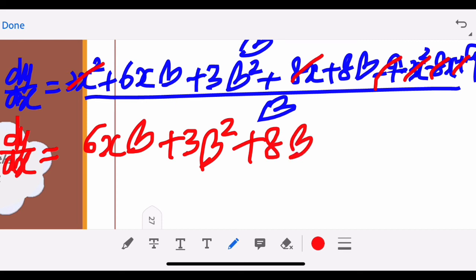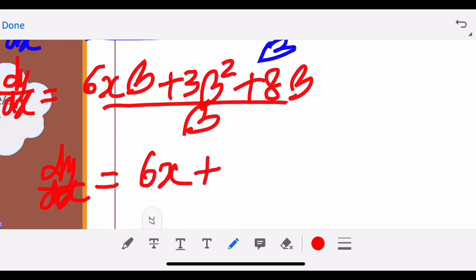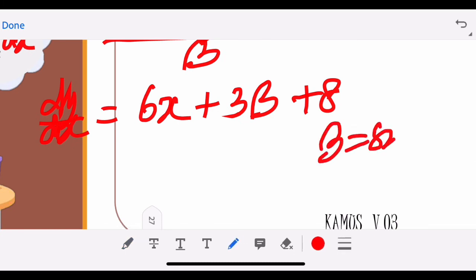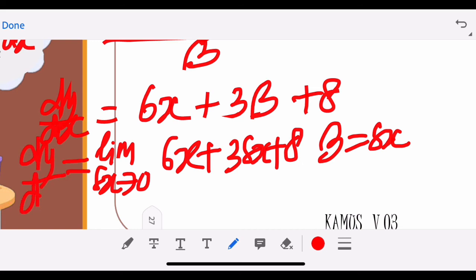Alright, so now let's see, we can cancel out the terms. The x squared terms, we can cancel out the things that are the same, like the term 8x minus 8x. Finally we have 6x delta plus 3 delta squared plus 8 delta over delta. So then we cancel out the common factor, which is dy/dx equal to 6x delta divided by delta, you get 6x; 3 delta squared divided by delta, you get 3 delta; plus 8 delta over delta, we get 8, right?